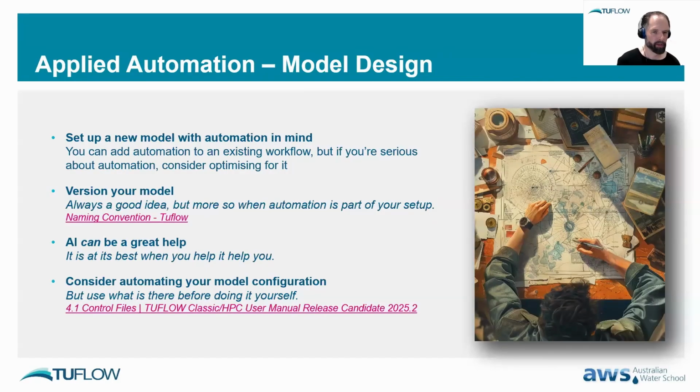Set up a new model with automation in mind. So add it on from the beginning. Version the model, like there's very good naming conventions defined on the TUFLOW wiki. But maybe consider using something like Git and GitLab to do that for you. If you're already familiar with Git and you make models, maybe you've never thought of the idea of applying it to your model. But I think there's real potential there, and I would give that as a tip.